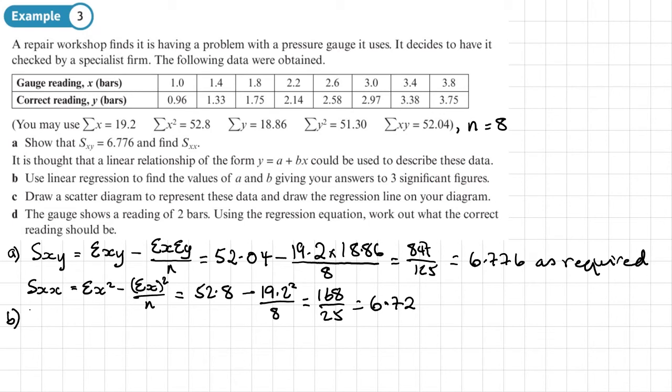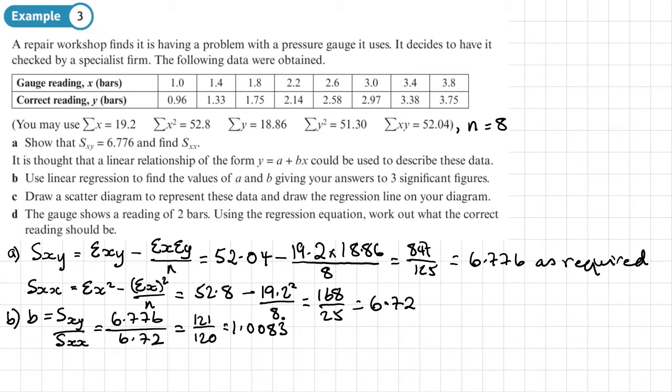So we start by calculating b first, which is the Sxy over Sxx. So you've calculated these two already. So that's going to be 6.776 over 6.72. That gives us 121 over 120, which is 1.008, and it looks like it's 3 recurring after that.